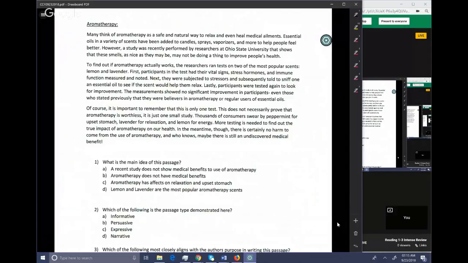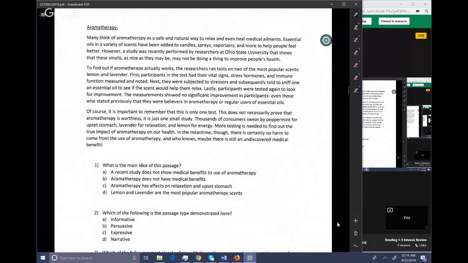And I will point out things with the way that the questions are answered. So I'll do a verbal outline real quick. The intro is saying a lot of people like aromatherapy and think that it actually helps with a lot of things. However, a study was recently performed that seems to suggest that they may not have an effect.